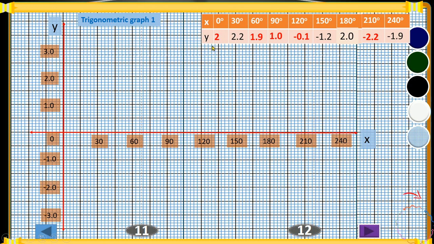So using that, we are going to do the plotting. When x is 0, y is 2. X is 0 here, y should be 2 at this point. Then when x is 30, y is 2.2.